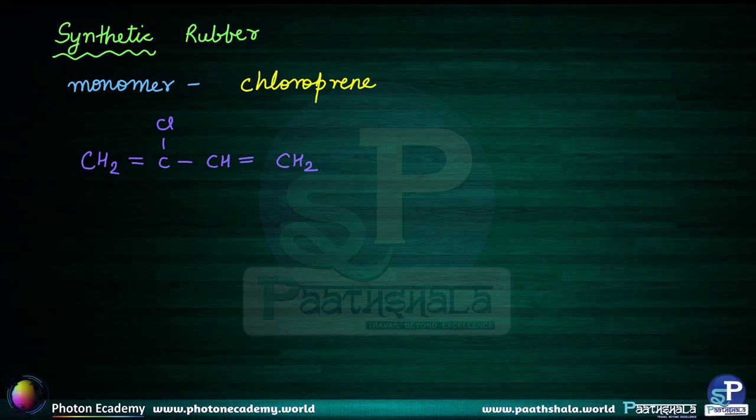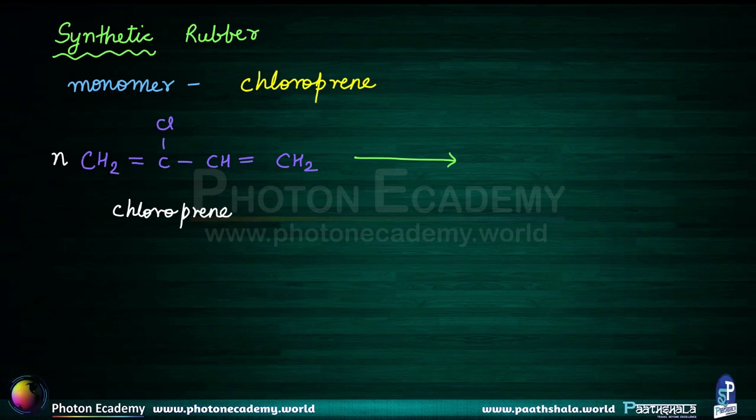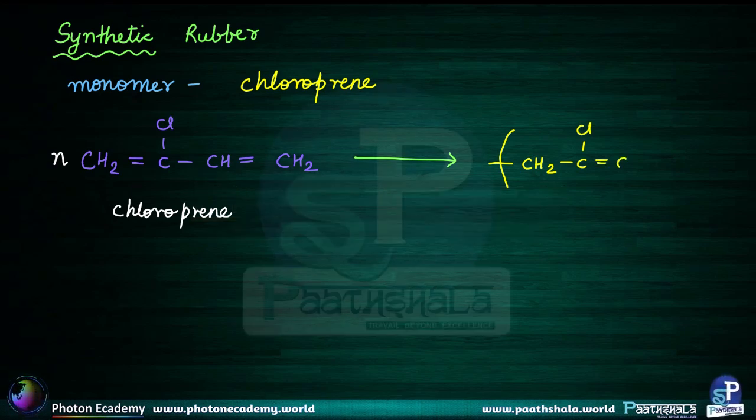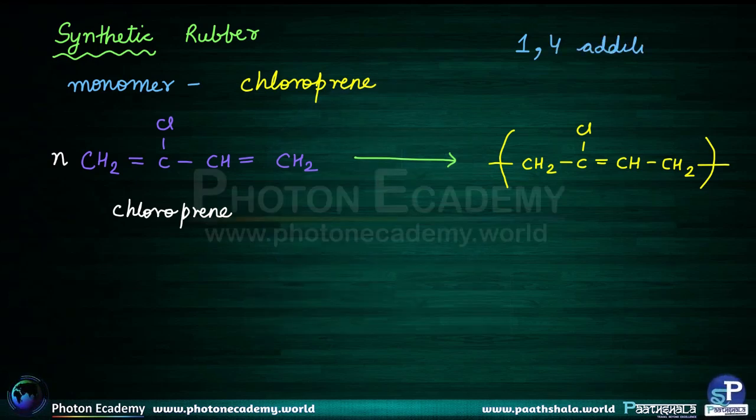We take n units of this because chloroprene is the monomer over here. And when we perform polymerization, we get a polymer and this polymer will look something like this. CH2, CCl double bond CH2. Now we notice the double bond has shifted and this particular addition is known as the 1,4 addition. Again, this is the 1,4 addition that we are seeing.